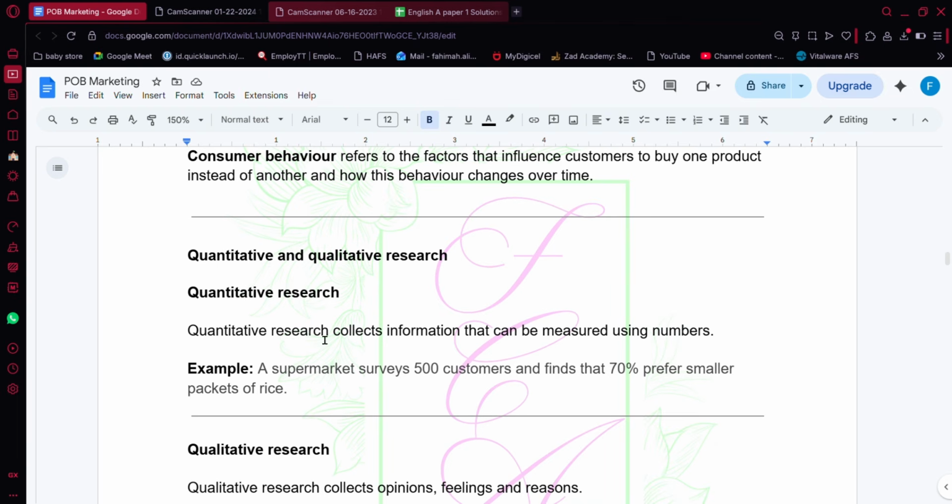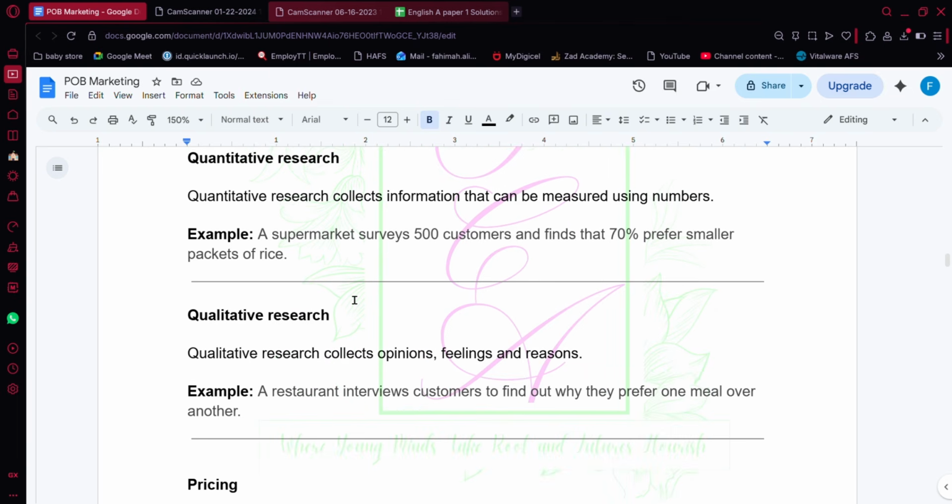Quantitative and qualitative research. So quantitative research collects information and can be measured using numbers. So if a supermarket surveys 500 customers and finds that 70% prefer similar packets of rice, that 70% is quantitative. Qualitative research collects opinions, feelings, reasons, or uses words. So a restaurant interviews customers to find out why they prefer one meal over another.